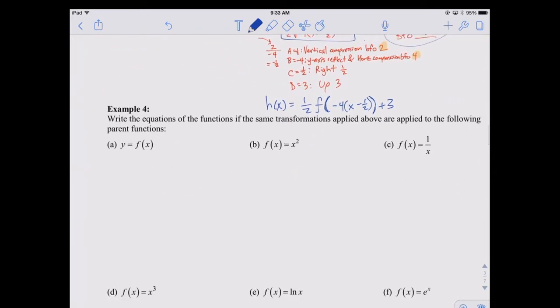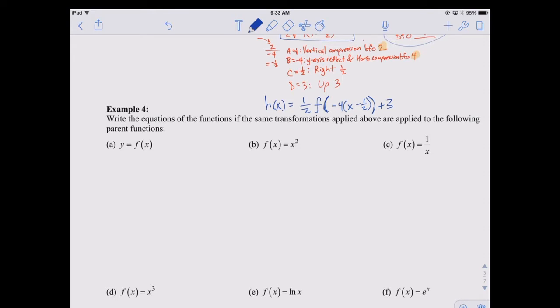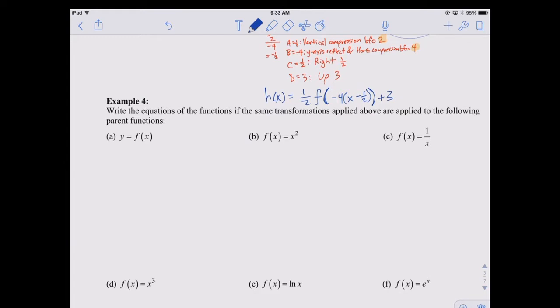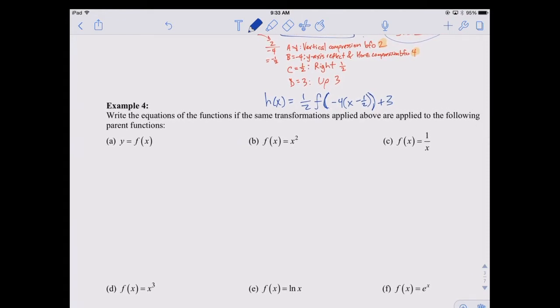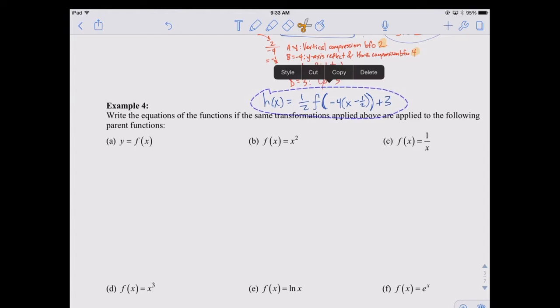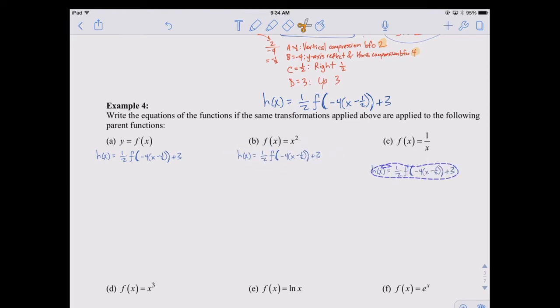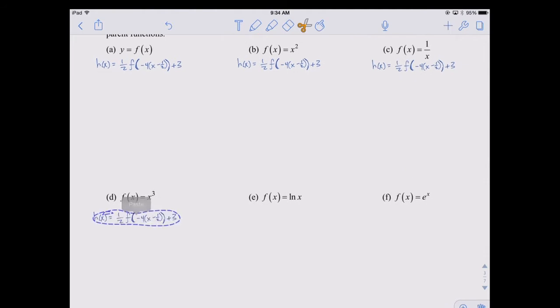So what we're doing on example 4 is we're going to apply that same transformation that we did up here to the radical function to each of these parent functions. And it's going to get kind of old, but the purpose is to show you that it does the same thing to any graph that you start with. All right, so I'm going to copy this from up here, which is kind of nice in Notability, and I'm going to paste it on each one of these. I'll go ahead and do that right now. So if you want to do that as well, it'll be helpful to have it in front of you.